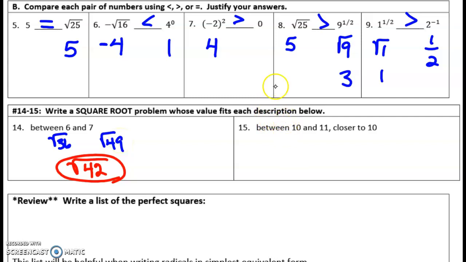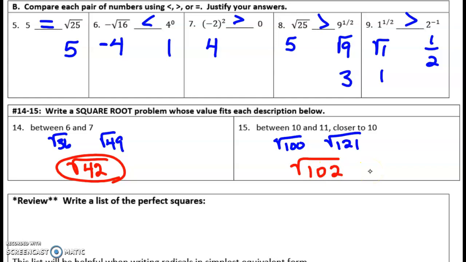Here, I want the same idea, but I want it to be between 10, and 10 as a square root is 100, and between 11, and 11 as a square root is 121. And I want it to be closer to 10. So I want to pick something closer to 100, so maybe like 102.